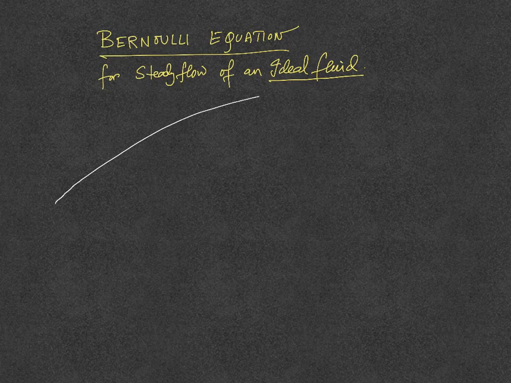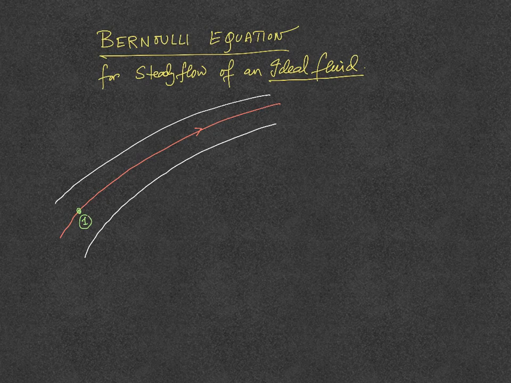So in this Bernoulli's equation, let me tell you the Bernoulli's equation first. Let us consider a streamline. This red one is a streamline, and consider any two points on this streamline, point 1 and point 2 on the streamline, right? So points 1 and 2 are on a streamline.